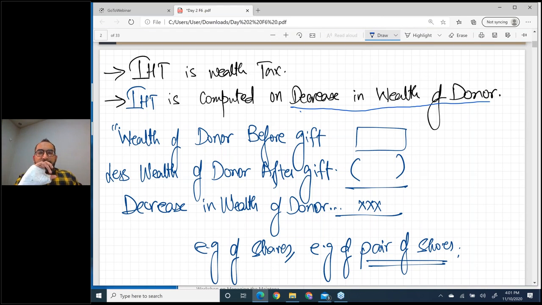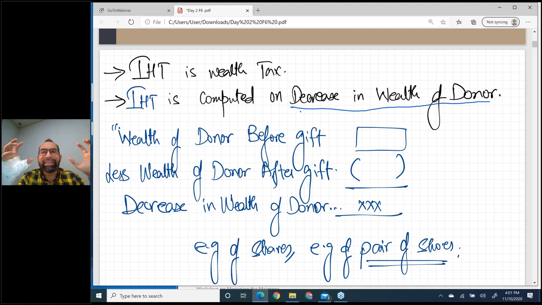Now listen. There are two people. One is the donor and the other is the donee. The donor is giving the gift and the donee is receiving the gift. But the law is that IHT is calculated on the decrease in wealth of the donor, not the increase in wealth of the donee. A student can ask, sir, if you give this pen to your son, this pen is going out of your pocket and going into the son's pocket, so the increase in wealth of the donee equals the decrease in wealth of the donor. Yes, in this case you are right, but not always.